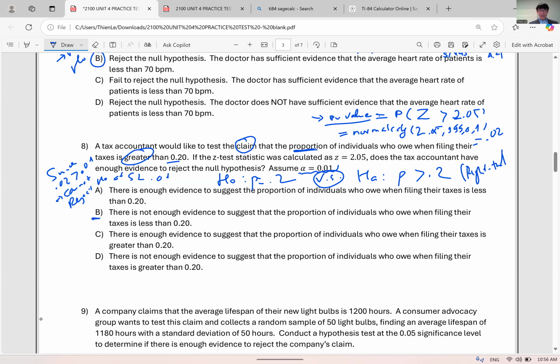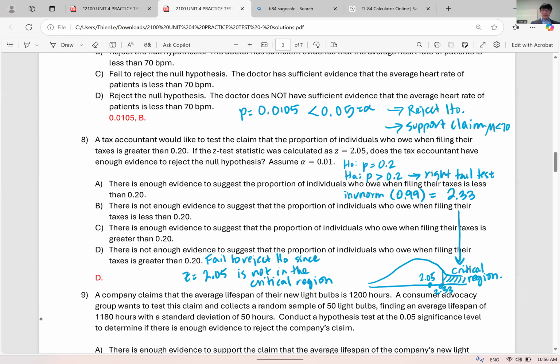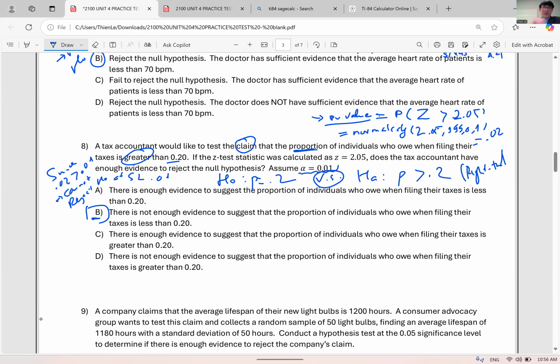Then there is enough evidence to suggest the proportion of individuals who owe when filing tax is greater. Also, we have nothing to do with greater than, C and D, right? So it will be B. Let's see what they have here. B. What happened here? Fail to reject H naught, which means, oh, I'm sorry. Yeah, it's greater here, not less than. There's a trick here. Okay, I get the trick.